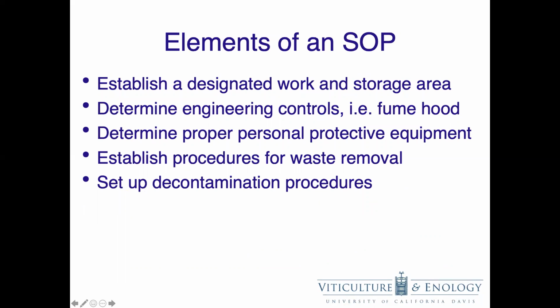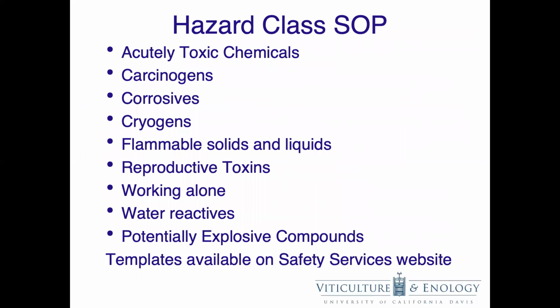SOPs establish a designated work and storage area, determine engineering controls such as fume hoods or flammable cabinets, the proper personal protective equipment for working with certain chemicals, establish procedures for waste removal, and set up decontamination procedures. Here are examples of some of the hazard classes of various chemicals that require SOPs. This list is not exhaustive, and the list of all chemical hazard classes that require SOPs, as well as templates, can be found on the Safety Services website. You'll need to read your lab-specific SOP prior to using a chemical containing these specific hazards.